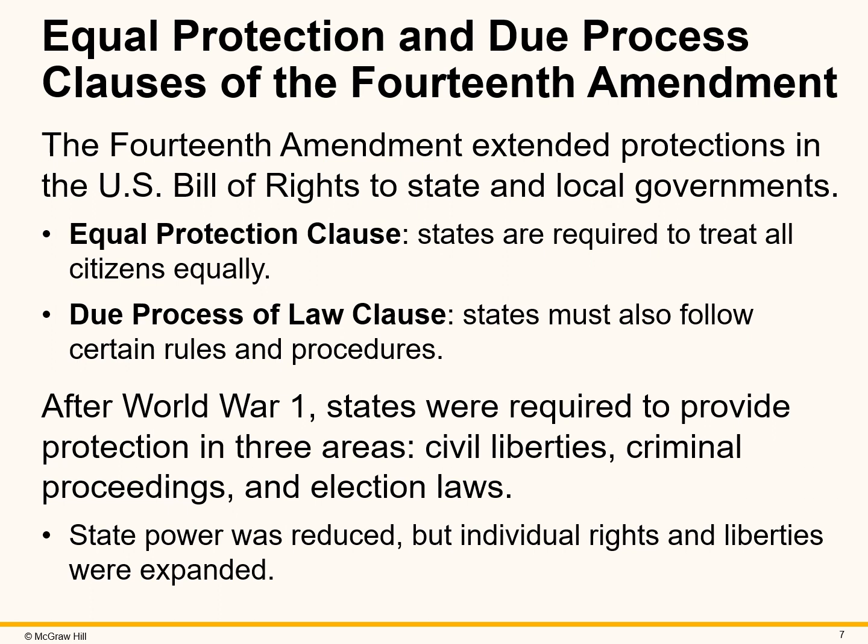Equal protection and due process clauses of the 14th Amendment. The 14th Amendment extended protections in the U.S. Bill of Rights to states and local governments. Equal protection clause: states are required to treat all citizens equally. The due process clause states that states must also follow certain rules and procedures. After World War I, states were required to provide protection in 3 areas: civil liberties, criminal proceedings, and election laws. State power was reduced, but individual rights and liberties were expanded.